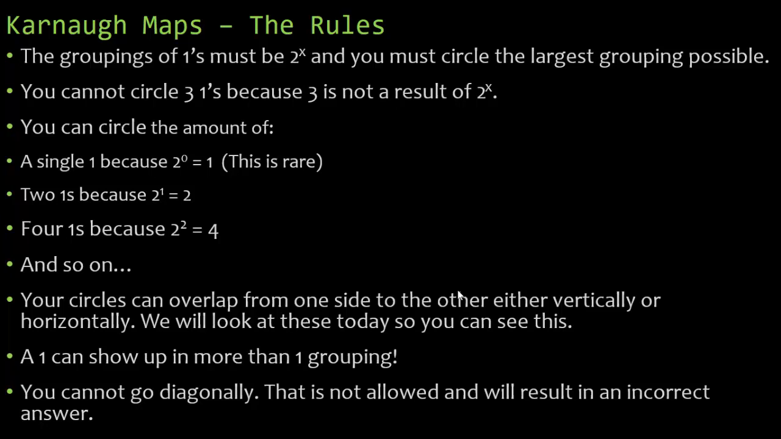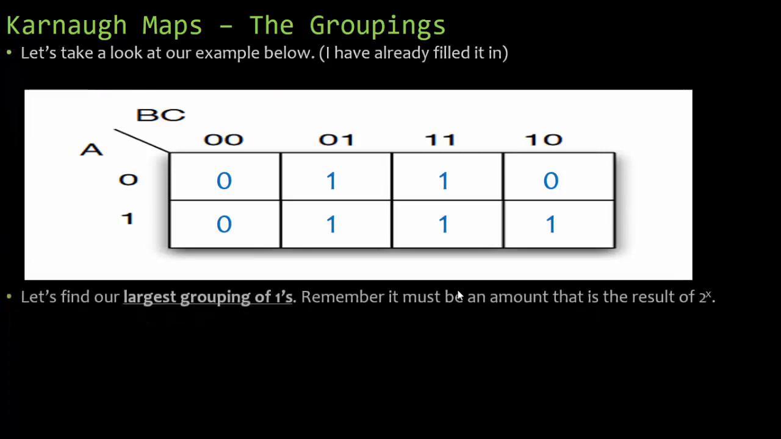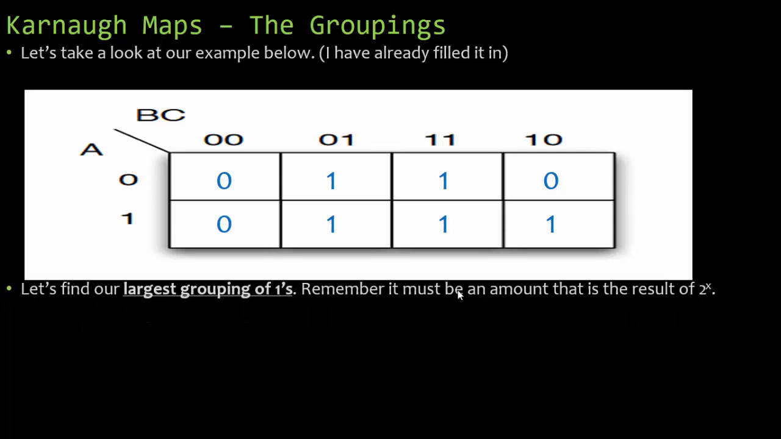So now that we've gone over the rules, we've gone over the setup, let's talk about how do I identify the largest grouping of ones. So here we have a K-map that has already been filled out. I have already filled it in. Let's find our largest grouping of ones. Now remember, the largest grouping of ones must be an amount that is a result of 2 to the power of x.